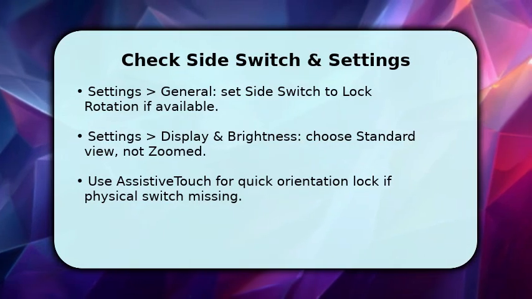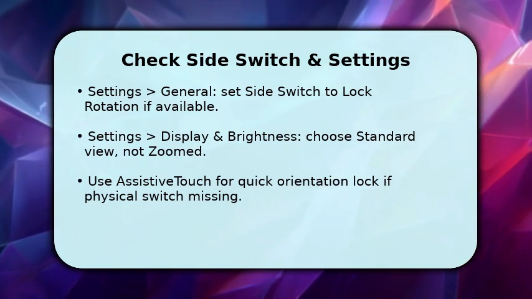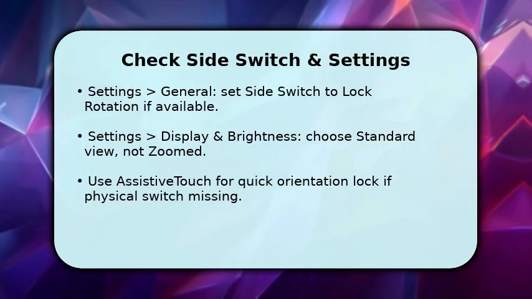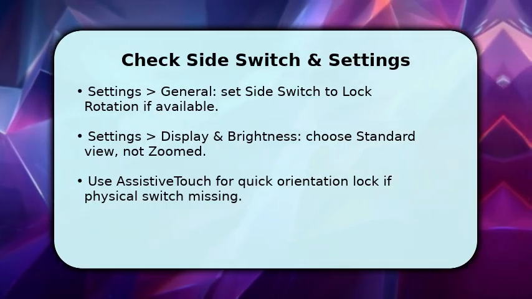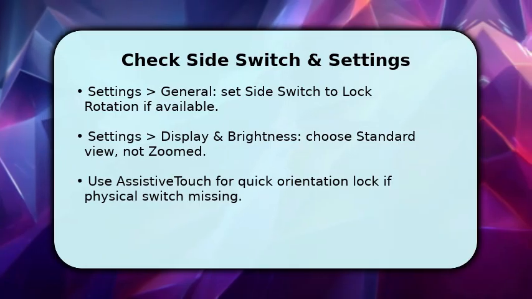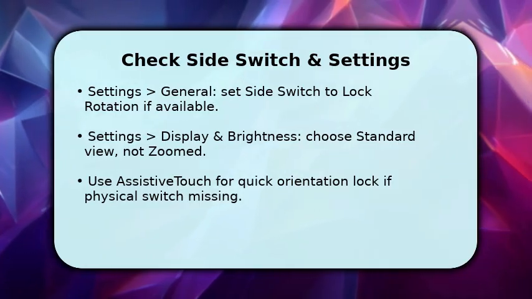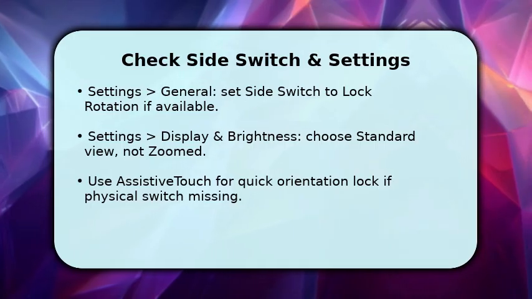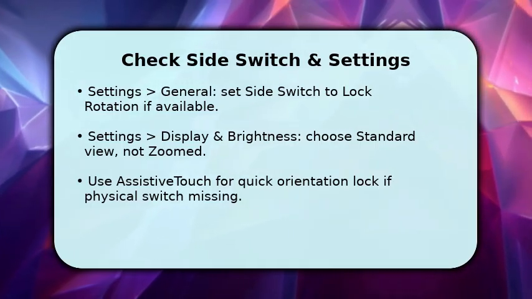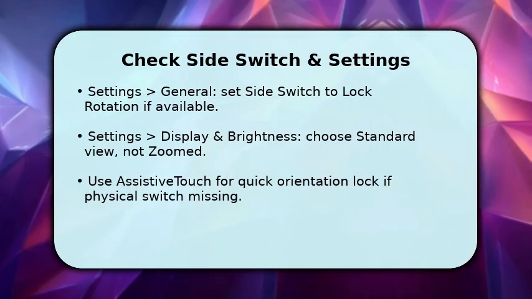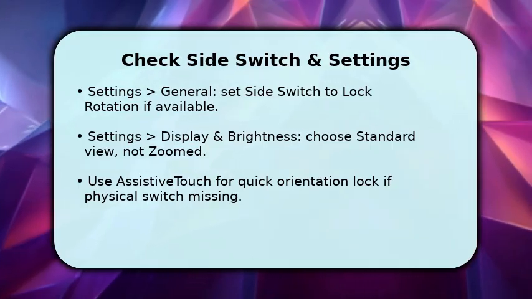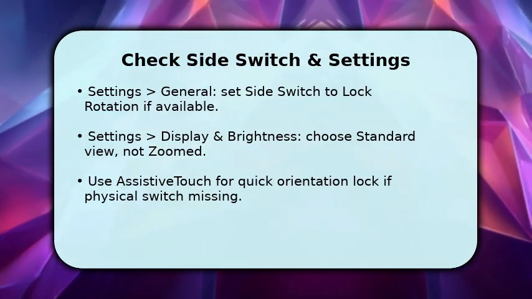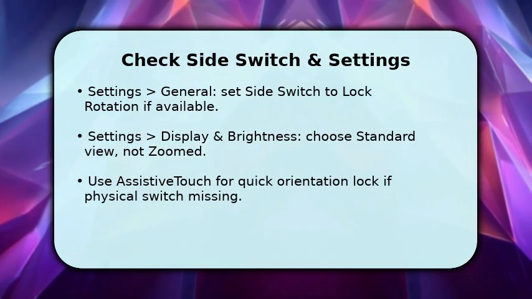Next, verify system settings that affect rotation. Go to Settings General, and if your iPad has a side switch, set it to lock rotation so the physical switch matches Control Center behavior. Then open Settings Display and Brightness and ensure view is on standard rather than zoomed, because display zoom can change home screen rotation behavior. If you don't have a side switch, enable Assistive Touch under Accessibility to add a virtual orientation lock shortcut. Test again in Landscape and Portrait to confirm.